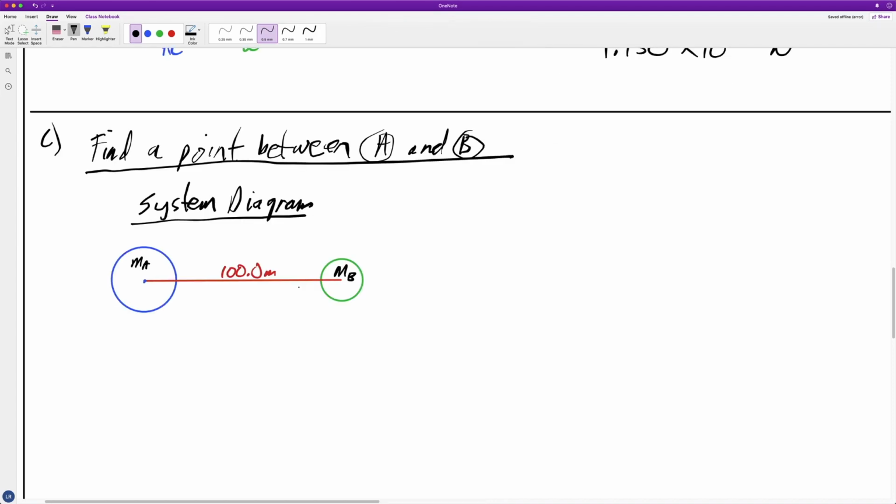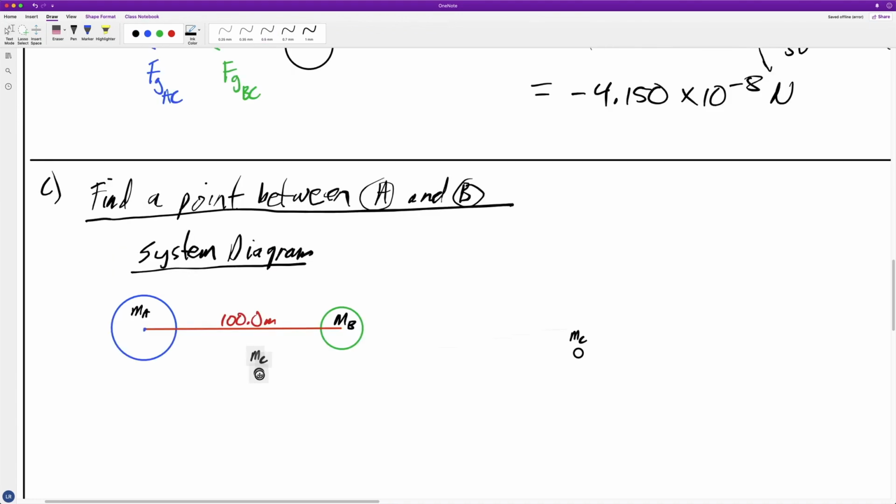So now with this setup, MA and MB, the two asteroids, are still located 100 meters apart. The next question is, where do we place our third object, MC, so that F net is equal to 0? For that to occur, the force from A must be balanced out by the force from B. So let's take our MC. Now, our MC has to be placed somewhere in the vicinity. If we place our MC right here in the middle, is that going to work?